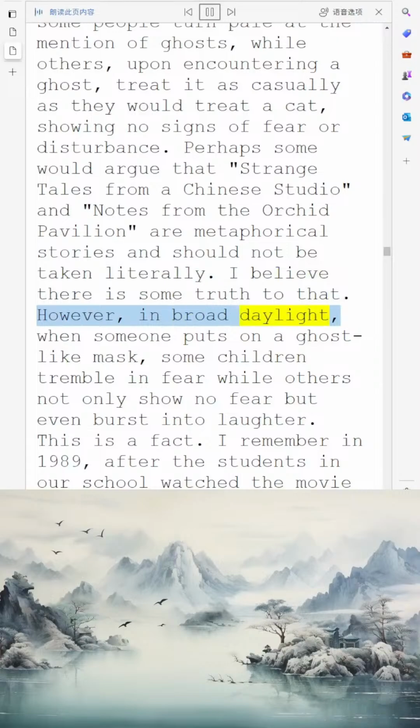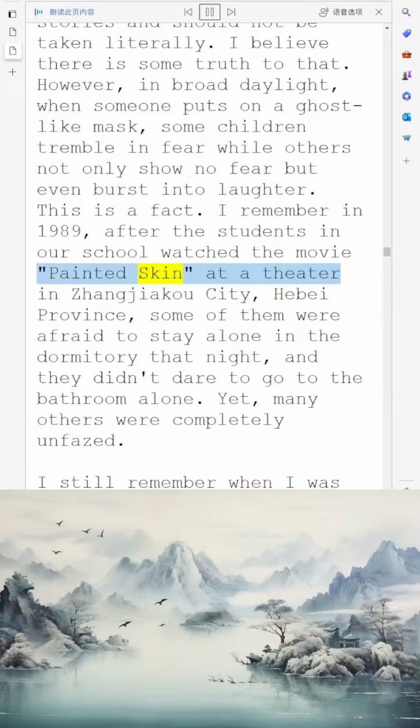However, in broad daylight, when someone puts on a ghost-like mask, some children tremble in fear while others not only show no fear but even burst into laughter. This is a fact. I remember in 1989, after the students in our school watched the movie Painted Skin at a theater in Zhangjiakou City, Hebei Province, some of them were afraid to stay alone in the dormitory that night, and they didn't dare to go to the bathroom alone.